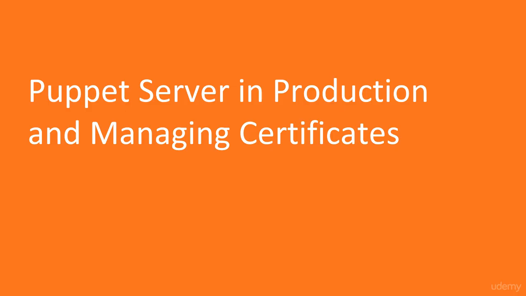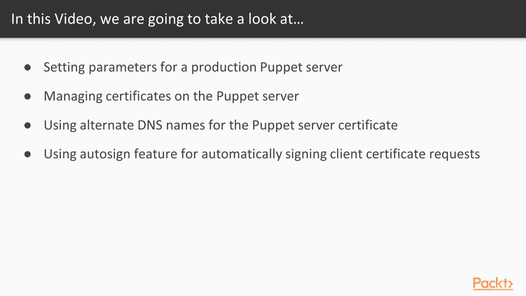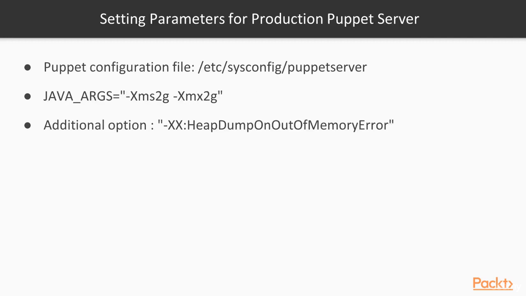In the previous video, we went through an overview of the Puppet language and learned to write a basic module. In this video, we will learn about configuring parameters on the Puppet server for optimal performance in production, managing certificates on the Puppet server, using alternate DNS names for the Puppet server certificate, and using the auto-sign feature to automatically sign client certificate requests. The default Puppet server configurations work for most infrastructures.